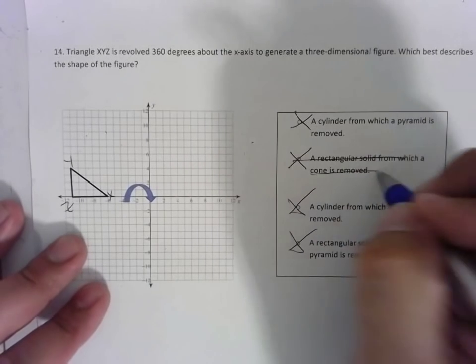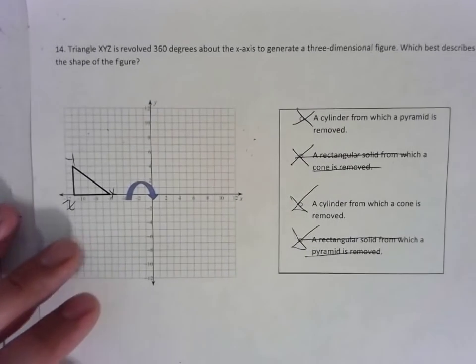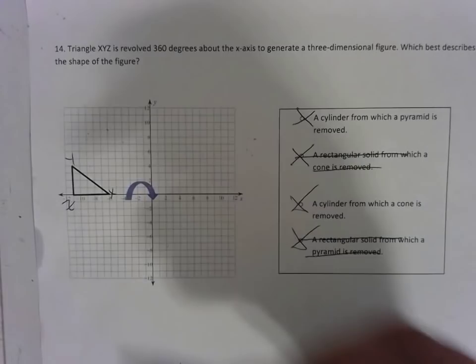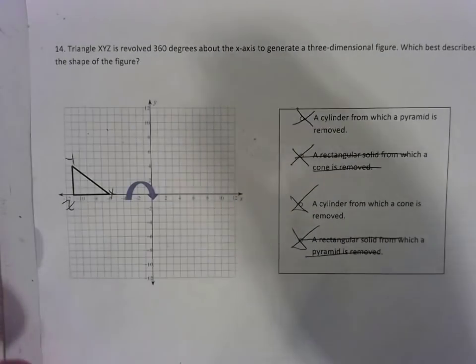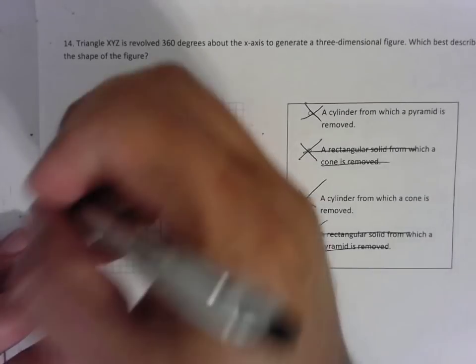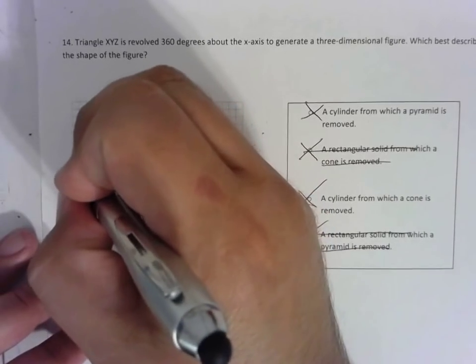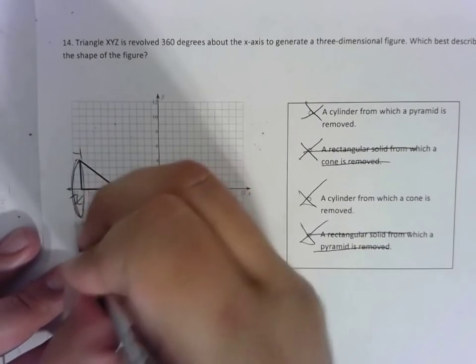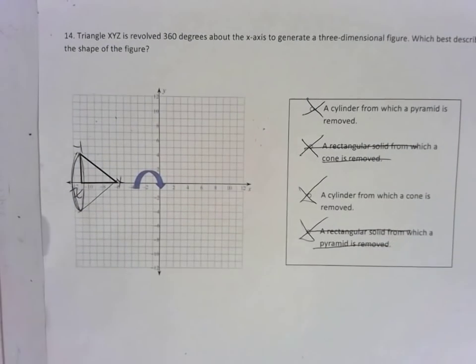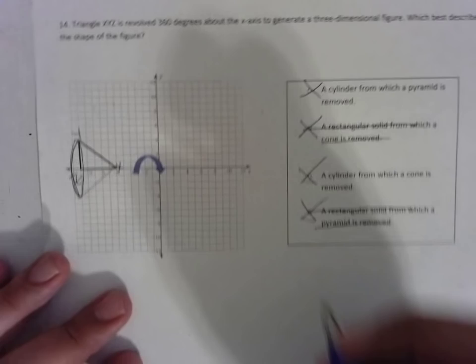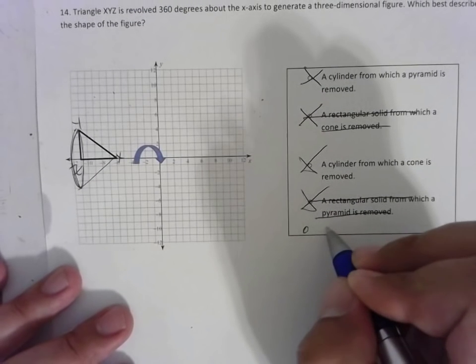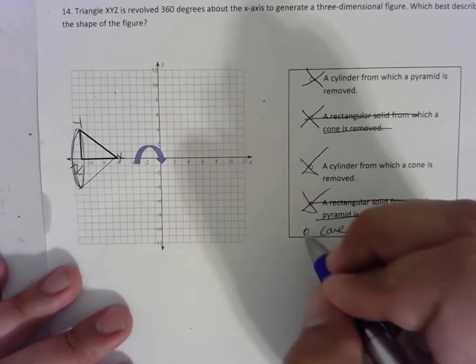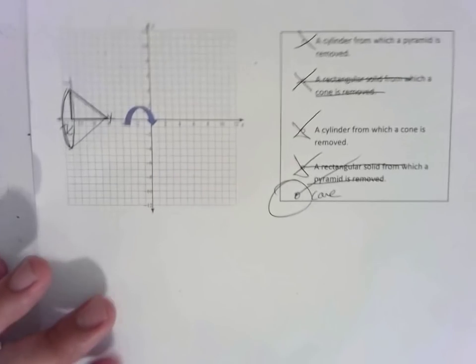This one and this one are automatically out because you're going in a circle. So it's going to be a cylinder. But if I rotate this around and around, that's what the base is going to look like. It's just going to be a cone. So look, answer choice D. Cone. There you go. That's the one. Pick it.